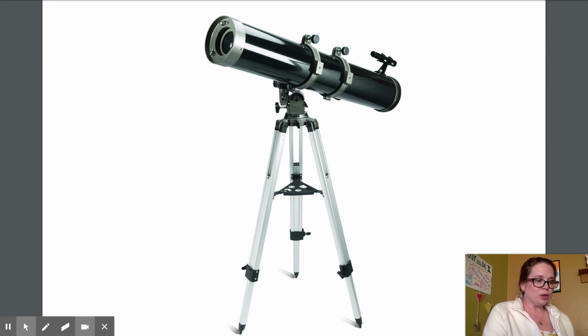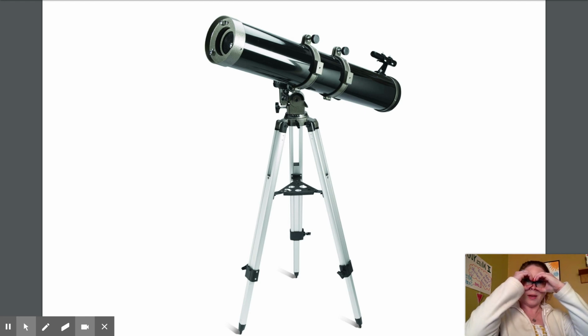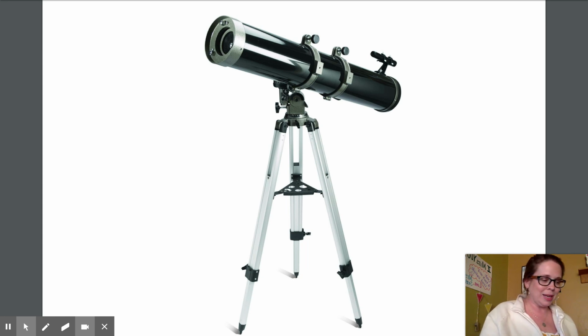Hold your hands to your eyes like you're holding binoculars. Can you do it with me? Can you go like this? And look around. What do you see? Do you see anything special? Or you can use a telescope like the one in this picture. You'd be surprised by all the different things you can see through a telescope.